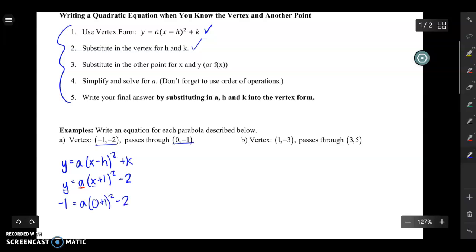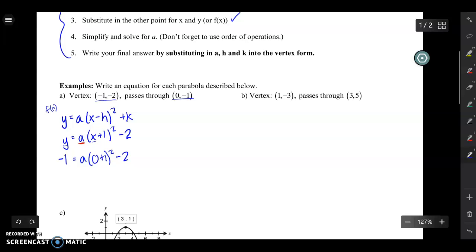Now just so you know, instead of having a y on the left, you might have f of x in your equation. You can also substitute the f of x for the y value instead. So that's our step 3 up here. Then I just need to simplify and solve for a.